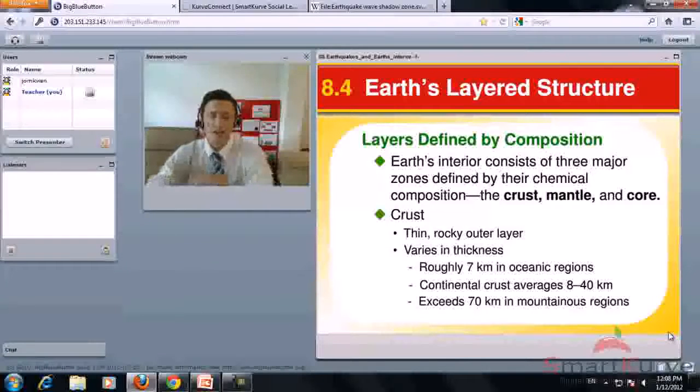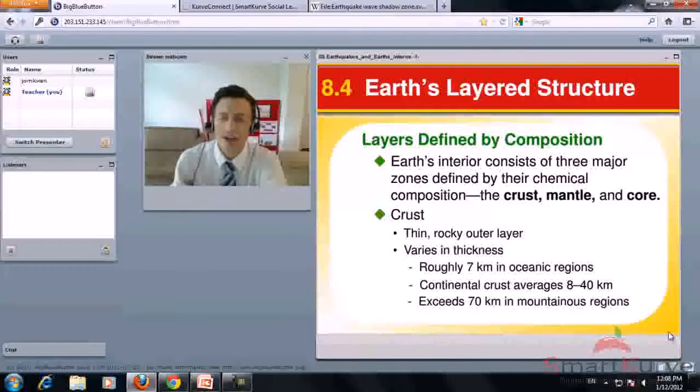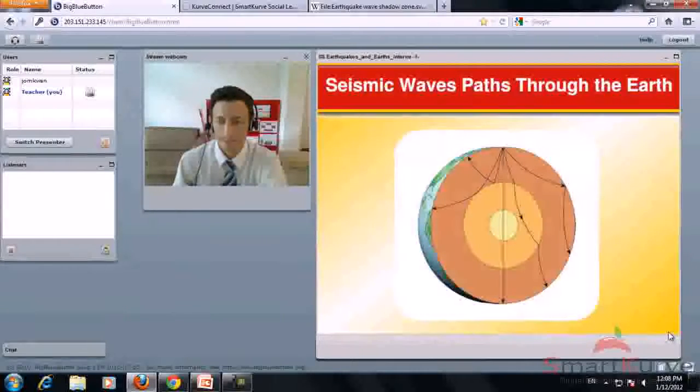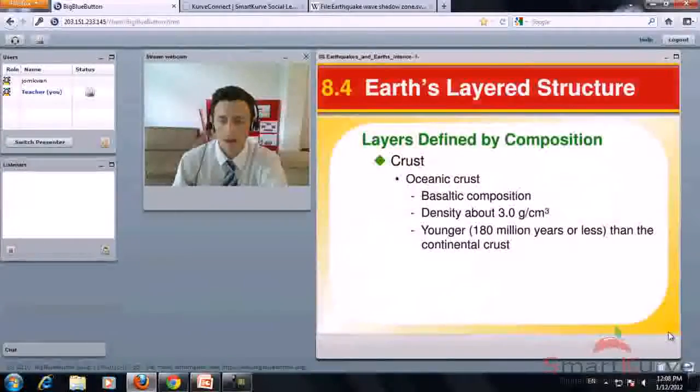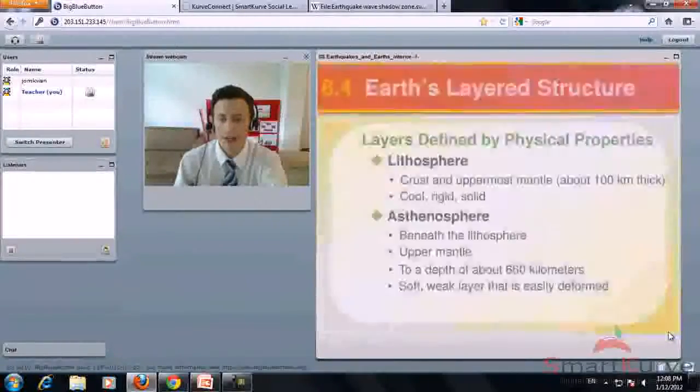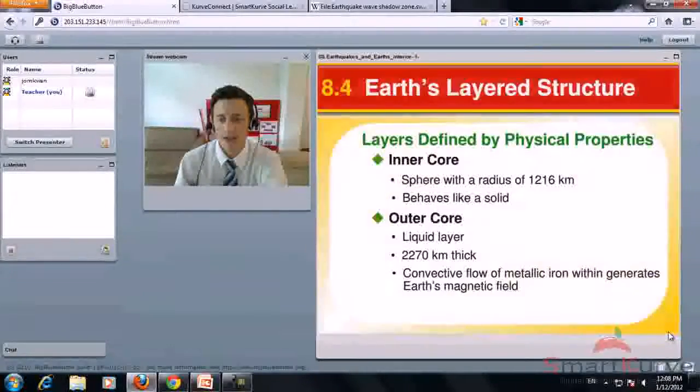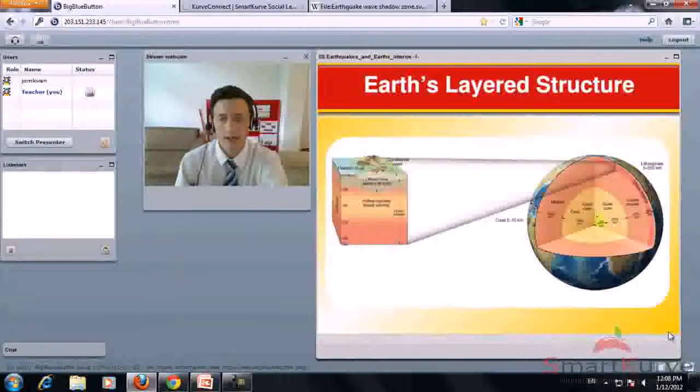The layers of the Earth. We know that the Earth's interior consists of 3 major zones: the crust, the mantle, and the core.